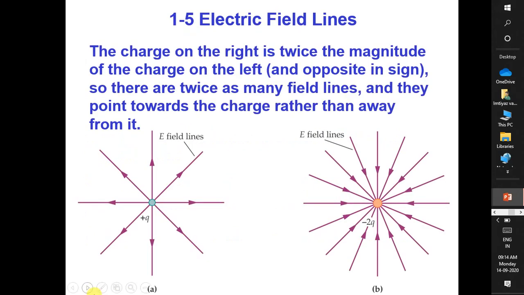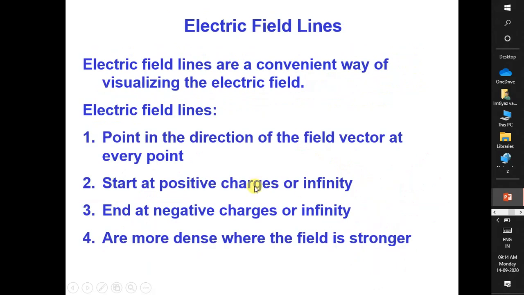See here, the positive charge, where its end is at infinity, and where it comes from infinity, it will end at the minus q charge. So they start at positive charge or infinity, and end at negative charge or infinity. This is the basic difference.